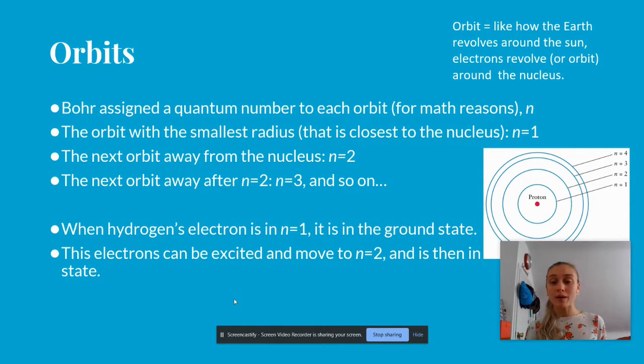So that's just some background information. So when we talk about orbits, so these little circles around the nucleus, what Bohr did for math reasons that I'm not going to talk about, because half the time I don't even understand them, but Bohr assigned quantum numbers to each orbit, which I kind of already mentioned. So the closest one to the nucleus is going to be n equals 1, and n just means like what number orbit is this. And so the one closest to the nucleus is 1. The next one, one step away from the nucleus, is 2, and then 3, and then so on, okay?